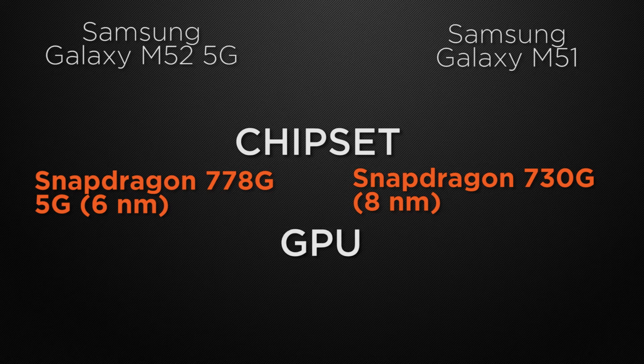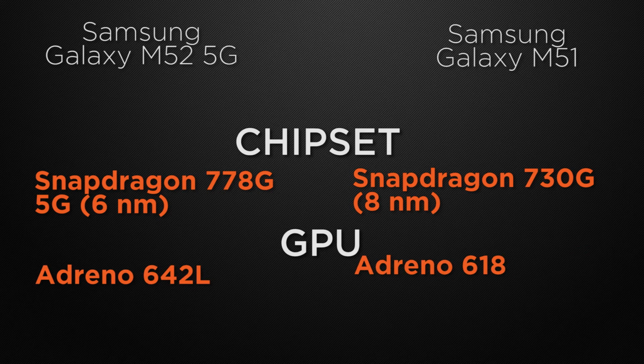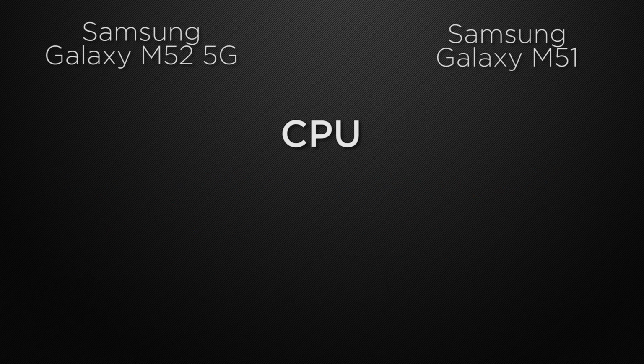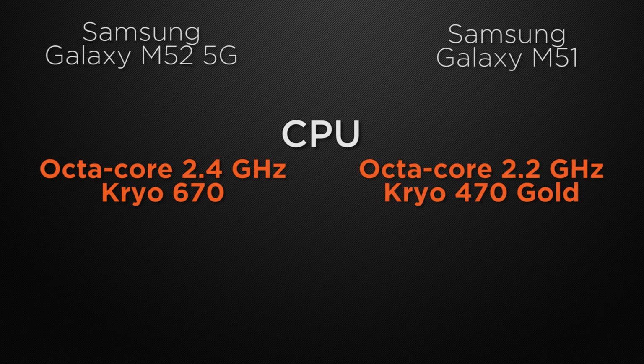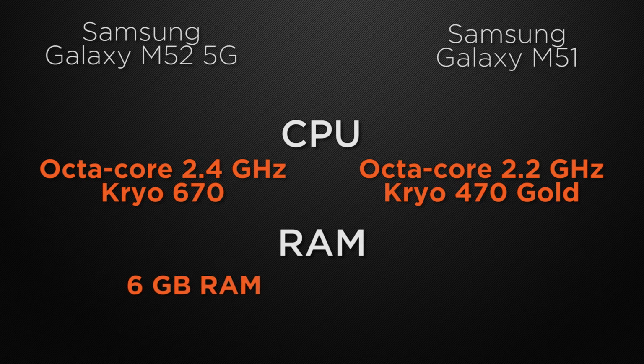And about the GPU of the devices, M52 is packed with Adreno 642, whereas M51 is packed with Adreno 618. So the winner here is M52 because it can give you more FPS in games. Let's talk about the clock speed of the devices. M52 can clock at 2.4 GHz based on an octa-core Kryo chipset, whereas M51 can clock at 2.2 GHz based on an octa-core Kryo chipset. So the winner here is M52 because it has faster clock speed. And about the RAM variants, M52 has a 6GB RAM variant, whereas M51 has 6 and 8GB RAM variants. So the winner here is M51 because it has bigger RAM options.